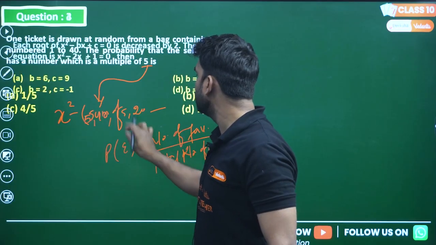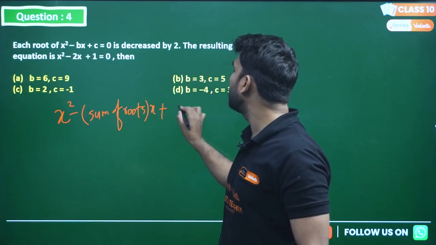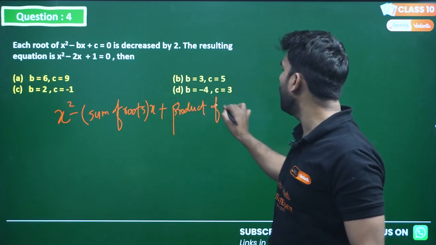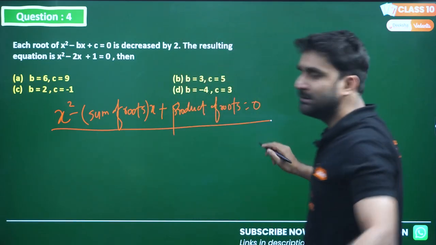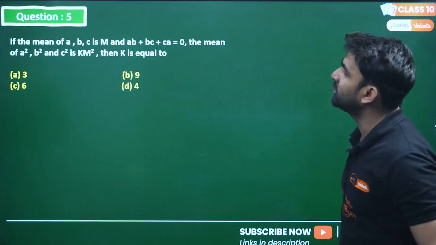Sum of roots into x plus product of roots, my dear. Go and use this formula with your concept. Whatever I taught you till now in quadratic equation, this formula will be used here. Moving to next question number 55.